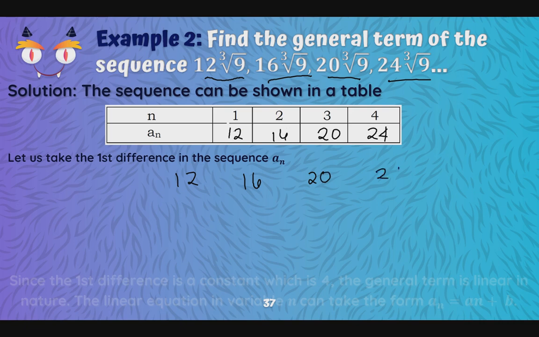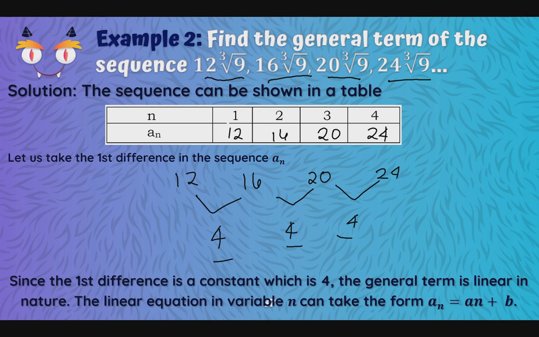Sulat natin para sure tayo. 16 minus 12 is 4, 20 minus 16 is 4, and 24 minus 20 is 4. As we can see, pare-parehong 4. Dahil isa lang yung kanilang difference, the general term is linear. At dahil linear ang ating general term, pwede natin gamitin ng formula na a sub n equals a times n plus b.